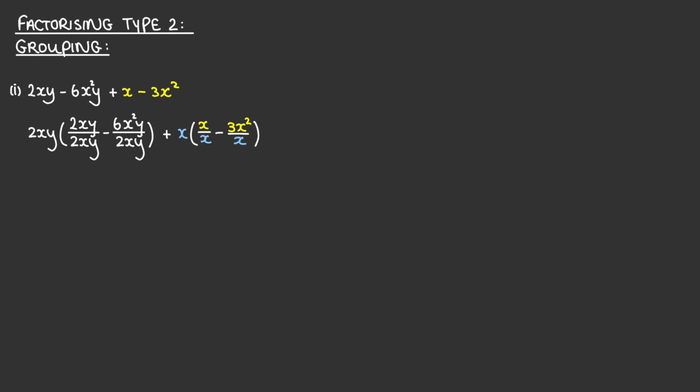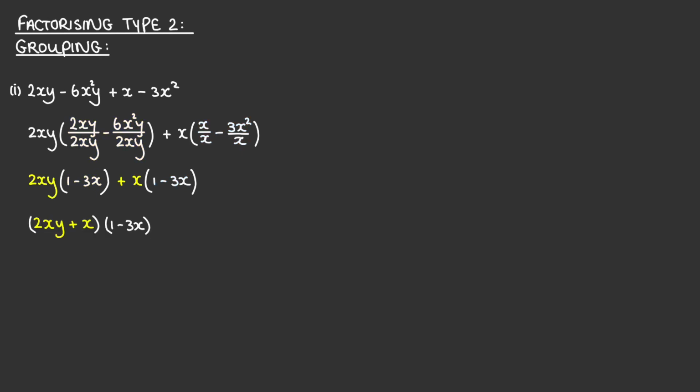So taking a look at the first set of brackets, 2xy divided by 2xy is equal to 1. And minus 6x squared y divided by 2xy is equal to minus 3x. Having a look at the second set of brackets, x divided by x is equal to 1. And minus 3x squared divided by x is equal to minus 3x. At this part of the process, you will know that you are correct if the two terms inside each of the brackets are equal. So in this case we're correct, as we have 1 minus 3x for both brackets.